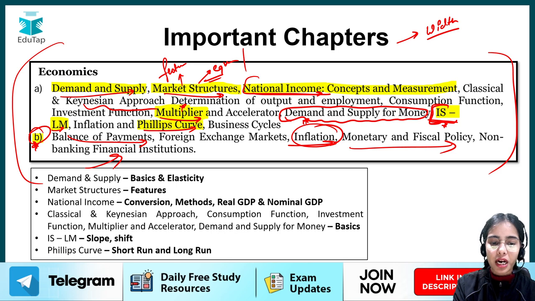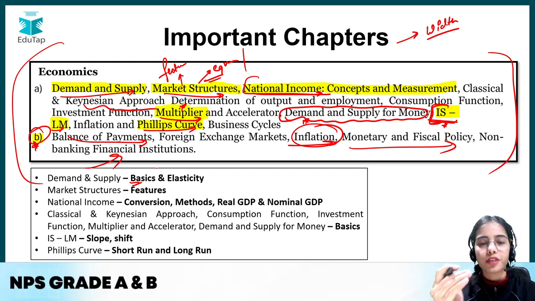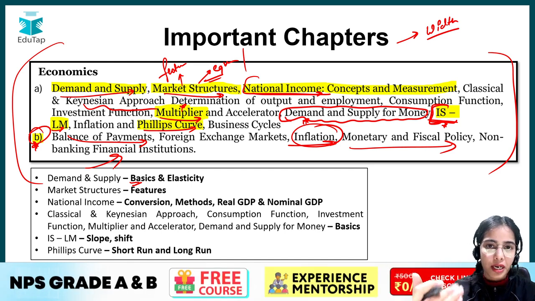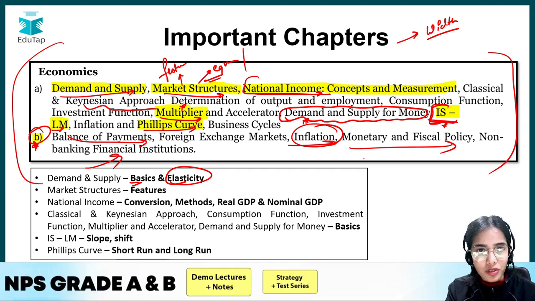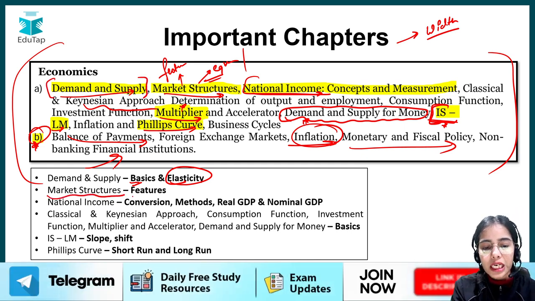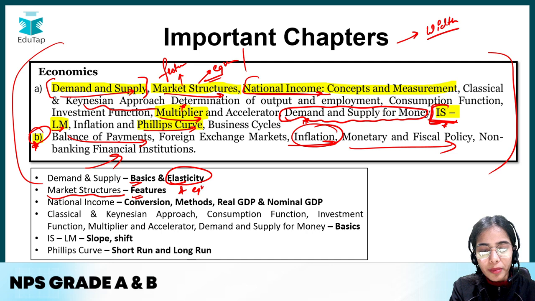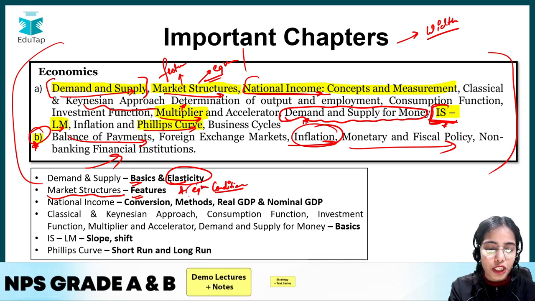Okay, so in demand and supply, the basics are required: the shift in demand, the shift in supply curve, the movement in the demand and supply curve, elasticity, price elasticity of demand, income elasticity of demand, cross elasticity of demand. So demand and supply is an important chapter. Now in market structures, the features of the different markets are important, and the equilibrium condition as well as the profit and loss conditions. Okay, so these conditions are important.